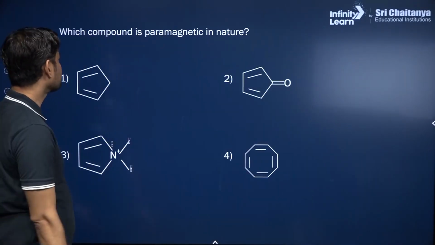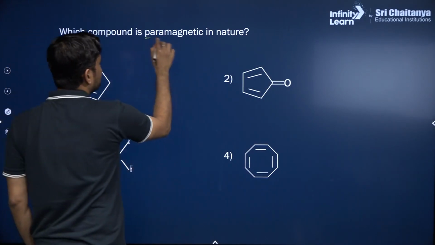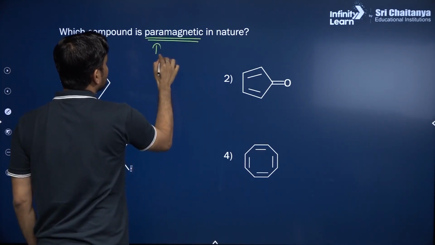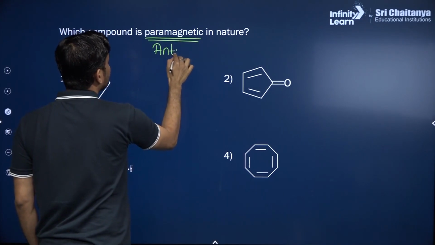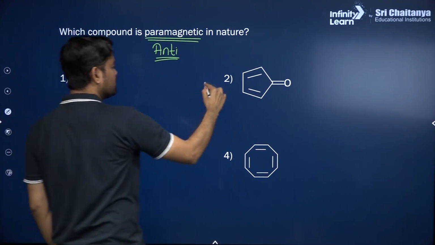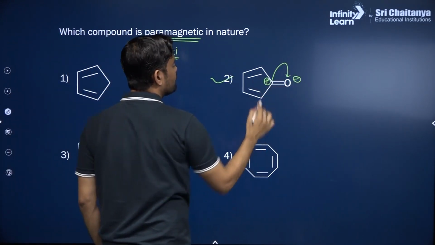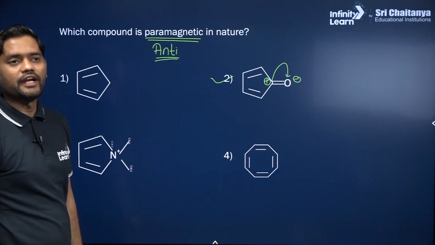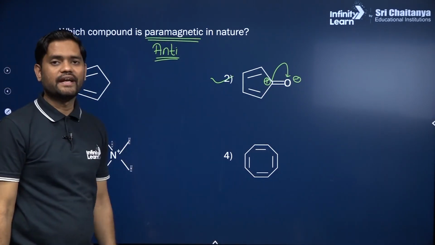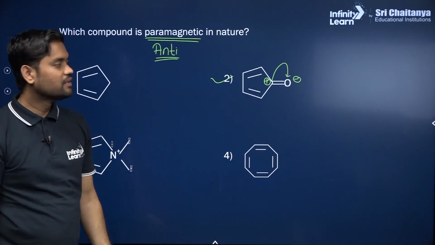Next, which of the compounds is paramagnetic in nature? Simple. For paramagnetic, what we need to know is which of the compounds is anti-aromatic. And anti-aromatic is this. Why? It will get shifted over here, negative, positive. It has 4 pi electrons, so it becomes anti-aromatic. And since it is anti-aromatic, it is paramagnetic in nature.